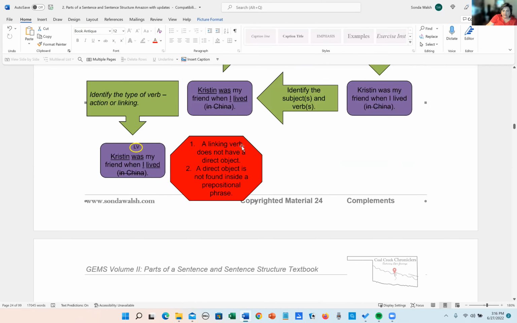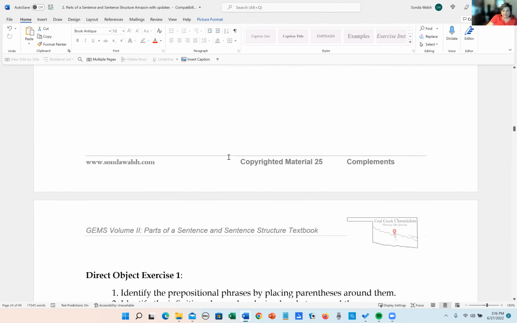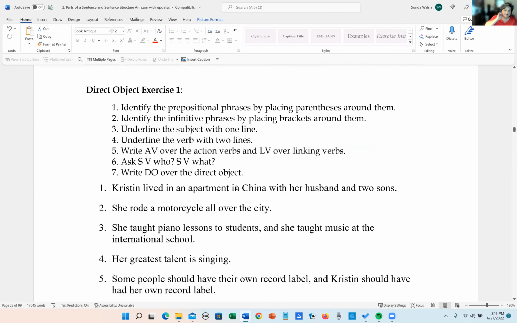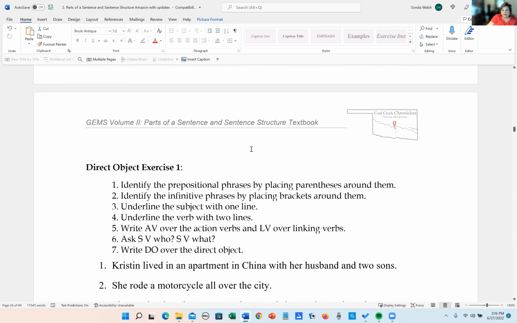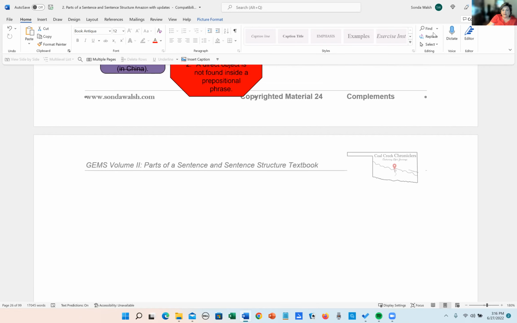So number 1 says a linking verb does not have a direct object. Number 2 says a direct object is not found inside a prepositional phrase. Just some insight for you. All right, let's practice. I'm going to come back and give you a practice, and then we will dive into doing the homework. So we'll have another video in just a minute.